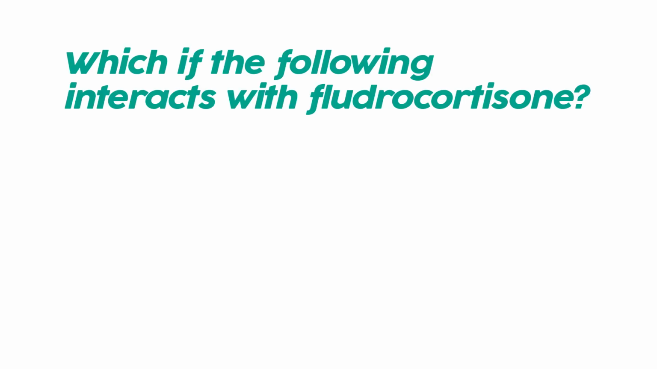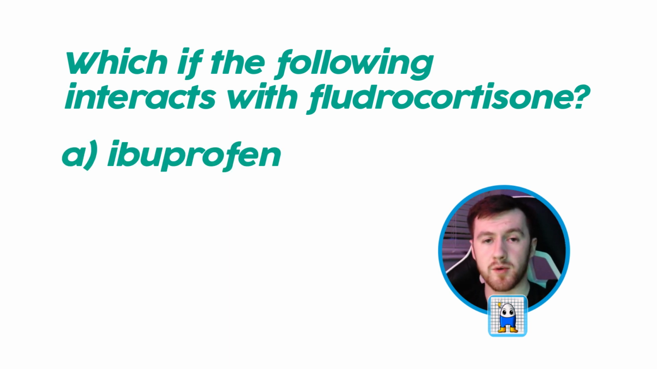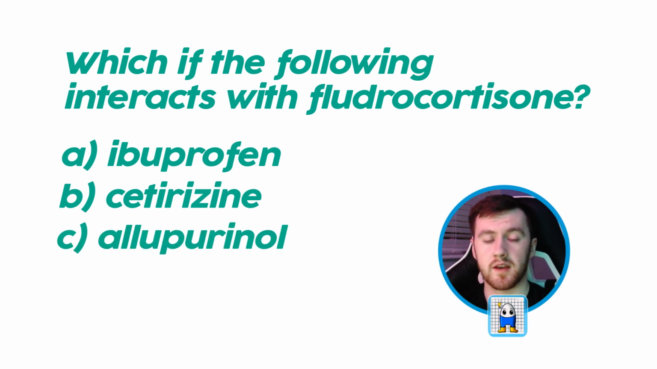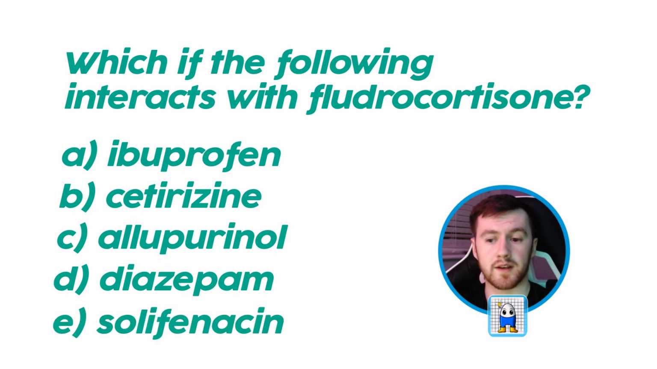Okay. So, based on this, we're going to pop a question on screen now. This is going to be a typical pre-registration question, and it's going to be, which of the following is a severe interaction with fludrocortisone? Okay, so is it A, ibuprofen, B, cetirizine, C, allopurinol, D, diazepam, or E, sulfasalazine?